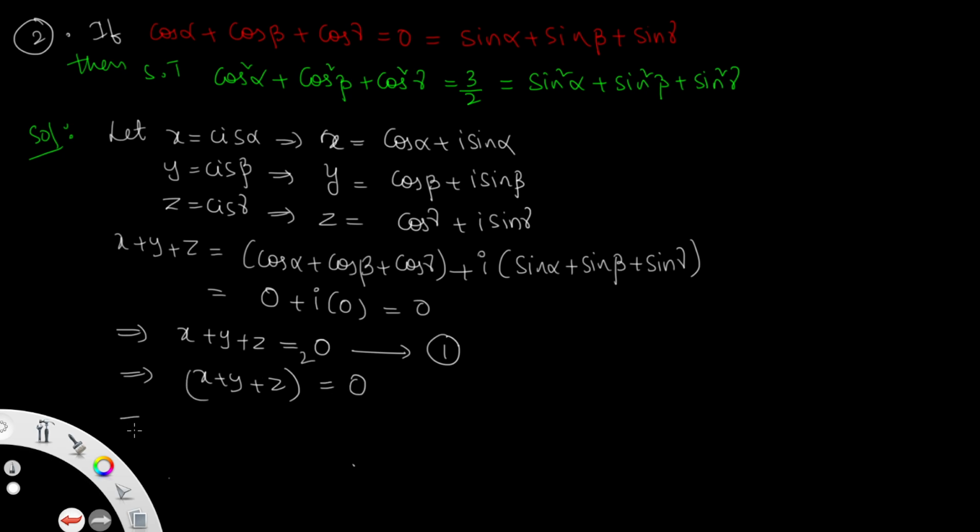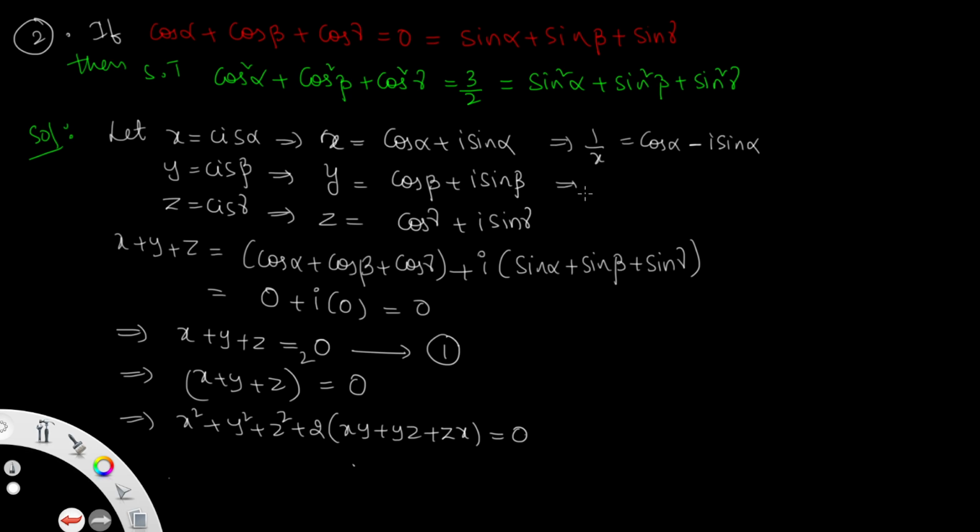So it is the formula x square plus y square plus z square plus 2 into (xy plus yz plus zx) equal to 0. For this, xy plus yz plus zx equal to 0, I am taking 1 by x as cos alpha minus i sin alpha, and 1 by y as cos beta minus i sin beta, and 1 by z as cos gamma minus i sin gamma.